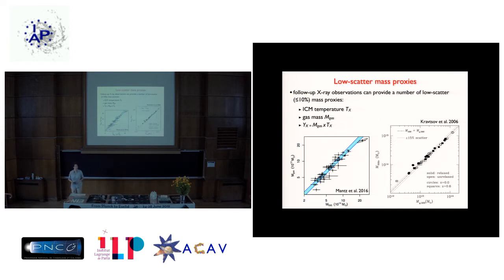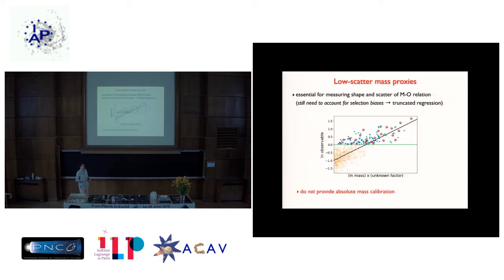One of them is that, fortunately, there's such a thing as low scatter mass proxies. What these are is that you can take your clusters and you observe them with follow-up instruments that give you a mass proxy, which has much, much lower scatter with true mass. The ones that we know are mainly in the X-rays. So this is an example for gas mass. So it's gas mass and true mass, and you see there's very little scatter. For gas mass, we've also checked this observationally. And so for these low scatter mass proxies, the scatter is actually less than 10%.